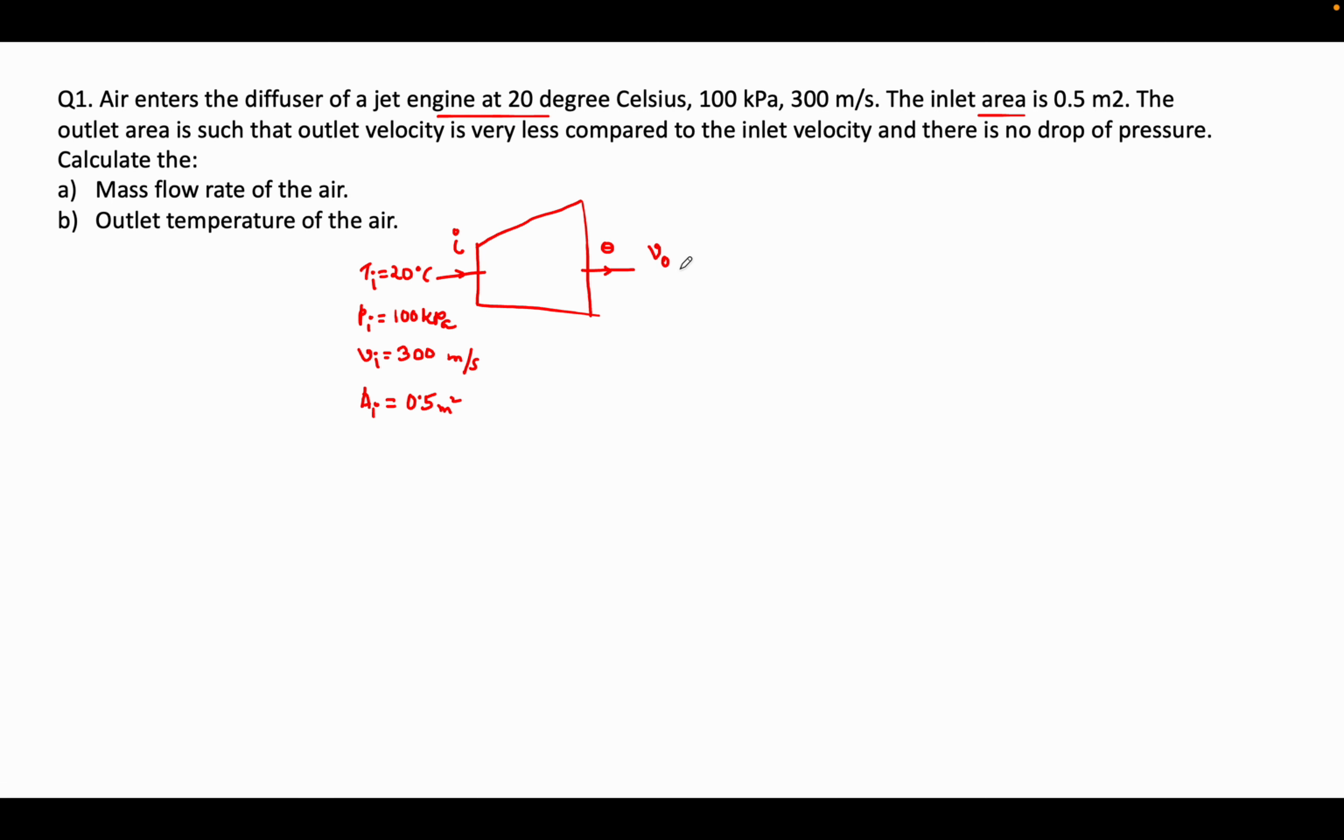So the outlet area is such that the outlet velocity is very less compared to the inlet velocity. This means that it is approximately equal to 0 in comparison to your inlet velocity Vi. Okay, and then there is no drop of pressure. That means P outlet is also equal to my P inlet, and that is equal to 100 kilopascal. Okay, so now we have to calculate the mass flow rate of the air.